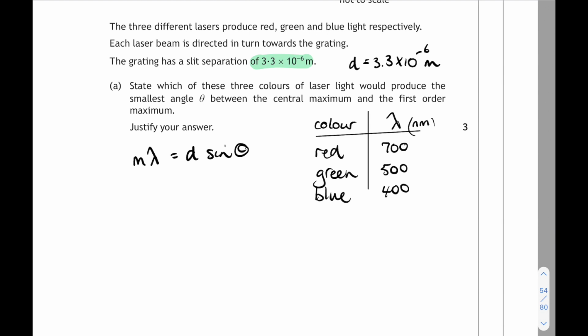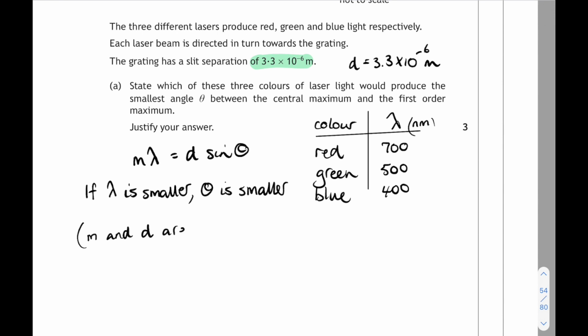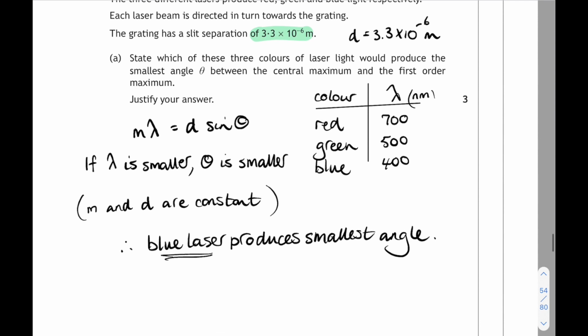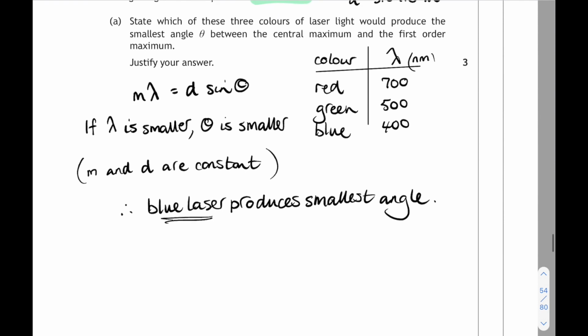Now we have to state which of these 3 colours would produce the smallest angle. So if we look at the relationship, if the wavelength is smaller, then the angle will be smaller. Now this is assuming that m, that's the order of the fringe, and d, the slit separation, are constant. And because blue laser light has got the shortest wavelength, it will produce the smallest angle. 3 marks there. That's pretty tricky. 1 for making the connection between the wavelength and the angle, 1 for saying that m and d are constant, and 1 for saying it's the blue laser that produces the smallest angle.